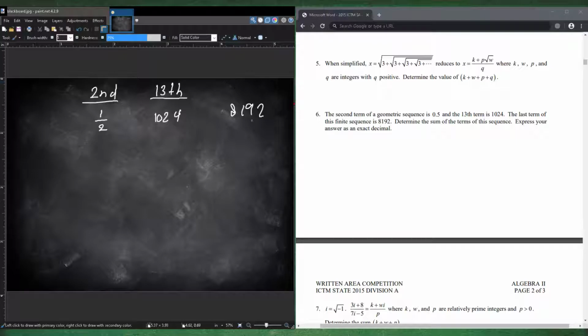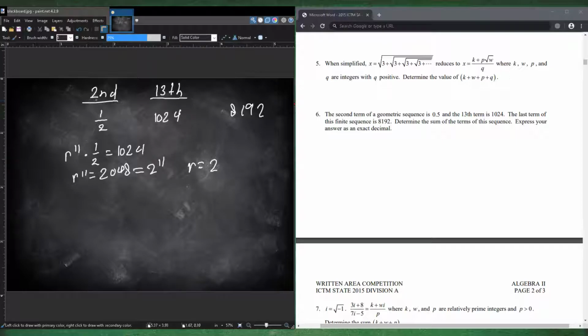So first we need to find the ratio. From the 2nd to the 13th, that's an 11 term difference. So our ratio to the power of 11 times our initial term, which is 1/2, is equal to 1024. That's basically how it is, because the ratio is multiplied by itself 11 times from the second to the 13th. Okay, so that means the ratio to the power 11 equals 2048. 2048 is just 2 to the power 11. So r equals 2. So the ratio equals 2.